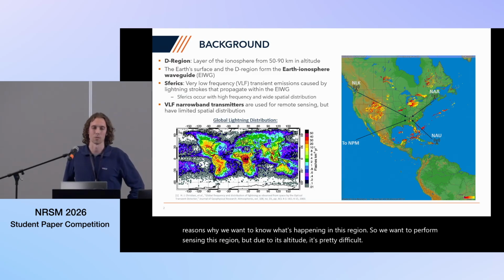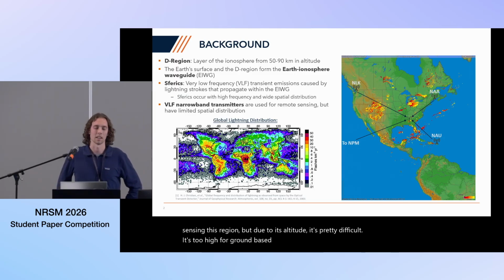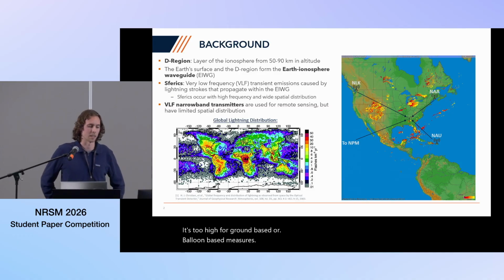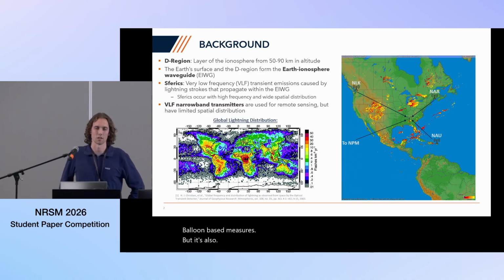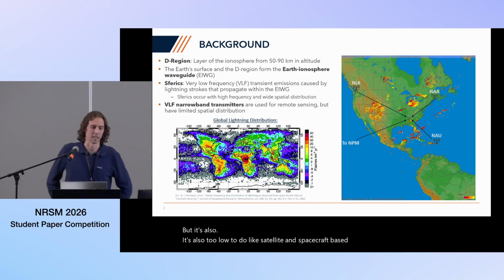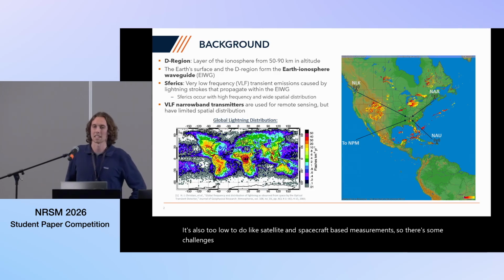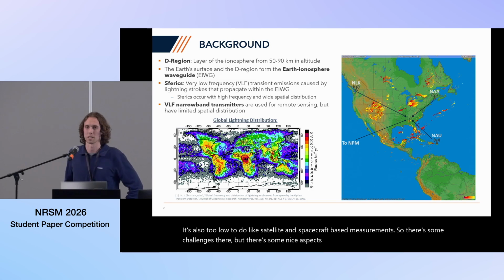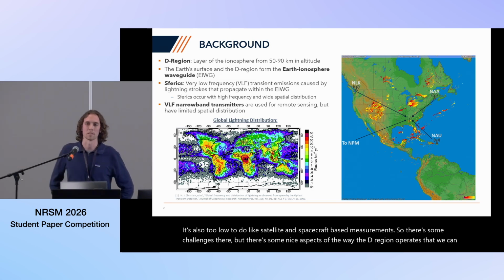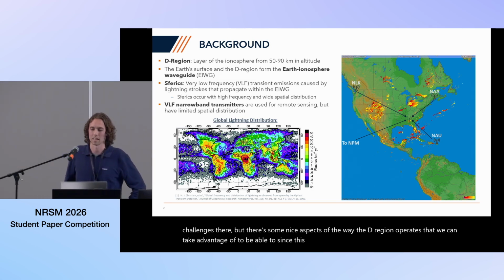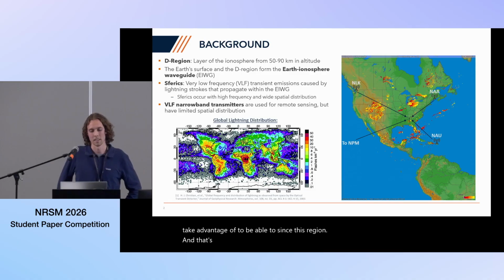It's too high for ground-based or balloon-based measurements, but it's also too low to do satellite and spacecraft-based measurements. So there's some challenges there, but there's some nice aspects of the way the D region operates that we can take advantage of to be able to sense this region, and that's where remote sensing comes in.